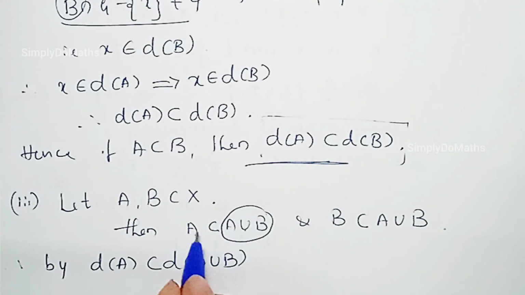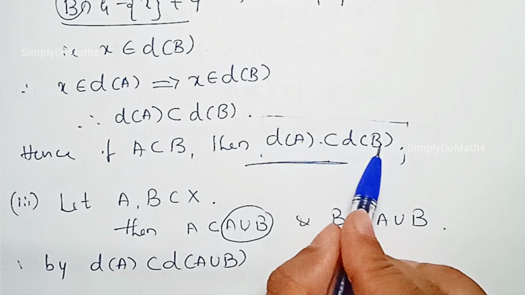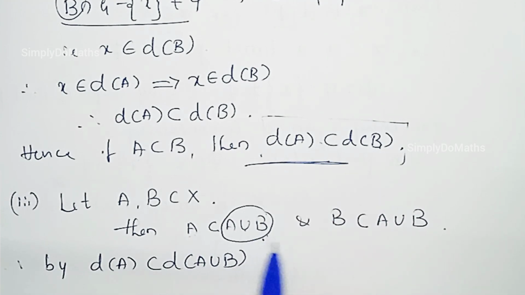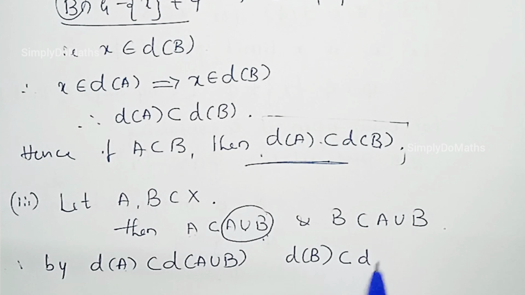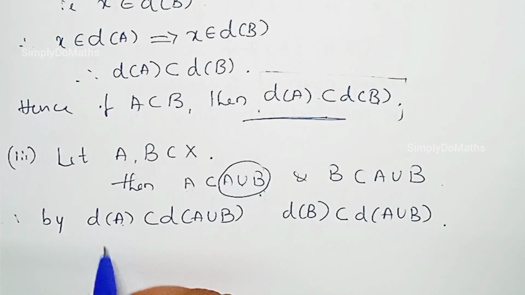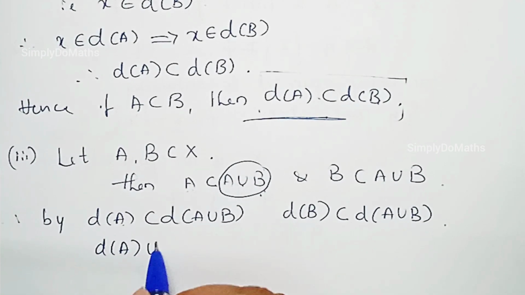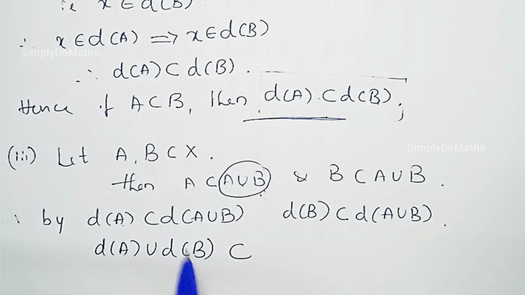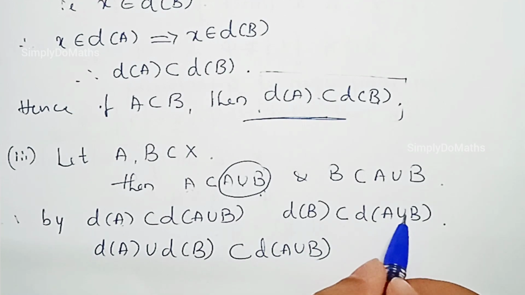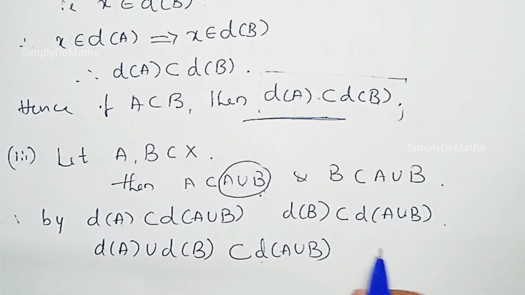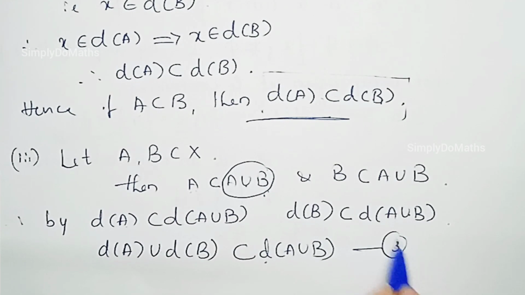If A is a subset of B, then the derived set of A is a subset of the derived set of B. Similarly, A is a subset of A union B here, so the derived set of A is a subset of the derived set of A union B. Similarly, the derived set of B is a subset of the derived set of A union B. So, considering the union of these two, the derived set of A union the derived set of B is a subset of the derived set of (A union B) union the derived set of (A union B), which is the same itself: the derived set of A union B. Call this equation 3.